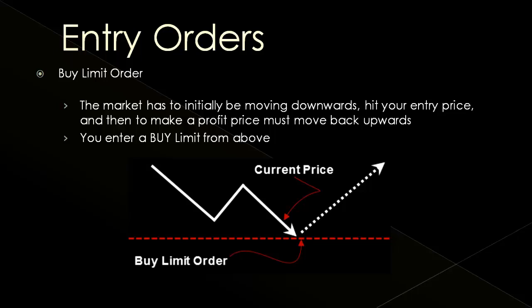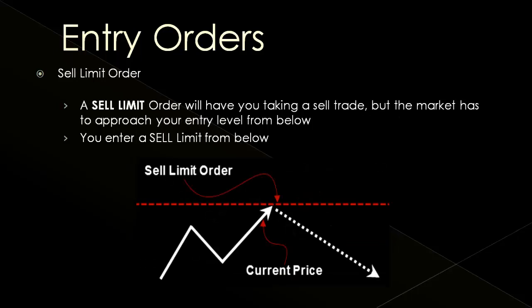Now let's take a look at a sell limit order. A sell limit order will have you taking a sell trade, but the market has to approach your entry level from below. You always enter a sell limit order from below. Take a look at the image on the screen. As you can see, I have the solid white arrow, which represents the current price. We also have the red dashed horizontal line, which represents our sell limit order.